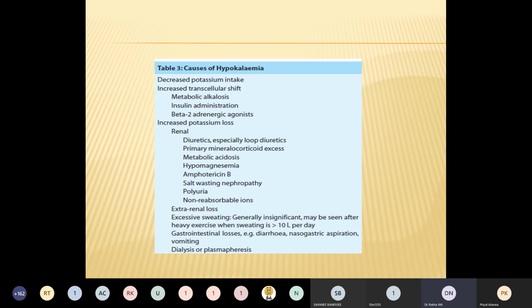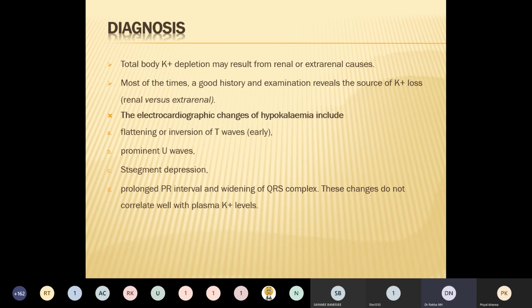If all these causes are ruled out, then we have to think of endocrine disturbances in patients with persistent hypokalemia. For diagnosis, we have to get a good history and examination, and look into the source of potassium loss, whether renal or extrarenal loss, and we have to get the ECG changes of hypokalemia. Mainly there is flattening of T waves, prominent U waves, ST segment depression, then a prolonged QRS interval, a widening of the QRS complex.